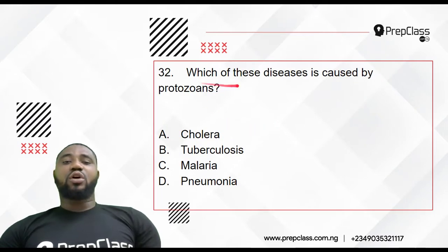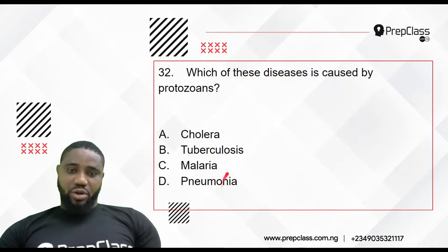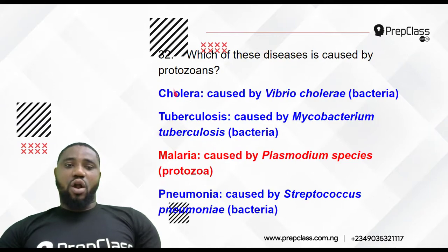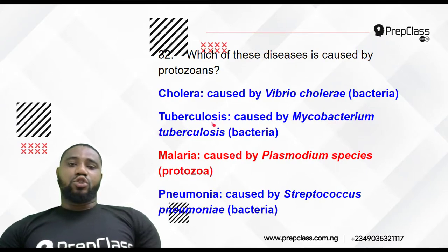Question 32. Which of these diseases is caused by protozoans or protozoa? Is it cholera? Is it tuberculosis? Is it malaria? Is it pneumonia? Let us look at them. Cholera is caused by Vibrio cholerae, and Vibrio cholerae is a bacteria. Tuberculosis is caused by Mycobacterium tuberculosis.